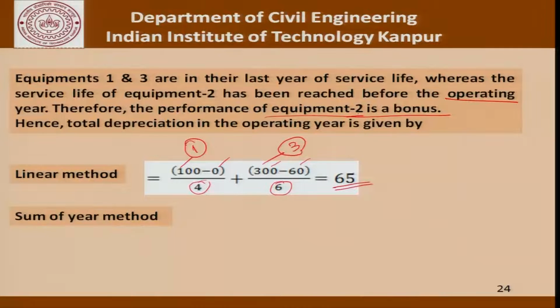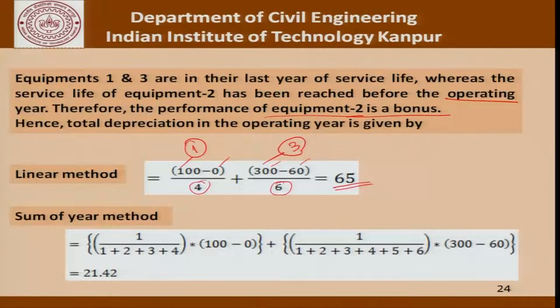If this exercise was to be carried out by using the sum of years or the sum of digits method, the situation will be something like this. So, this is the sum of the digits or sum of the years that we are talking about, and since it is the last year of their service life, the numerator in both cases is 1, and we find that the depreciation is only 21.42, which is less than 1/3 of the depreciation which is occurring in the case of the linear method. In other words, for both these equipments, that is equipment 1 and equipment 3, most of the depreciation has already occurred before they came to this site.